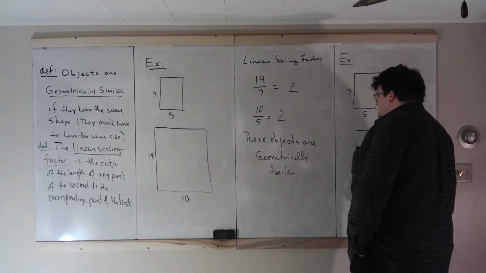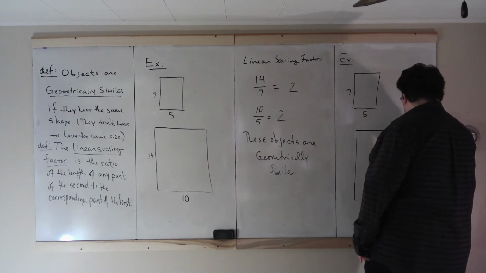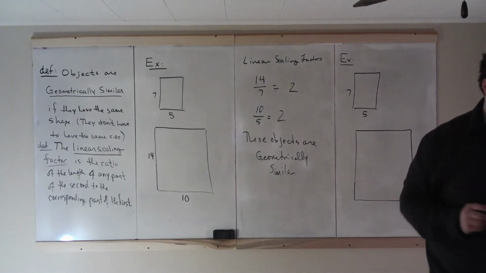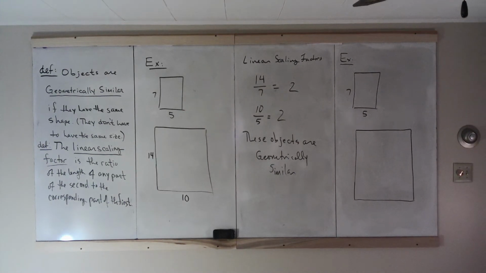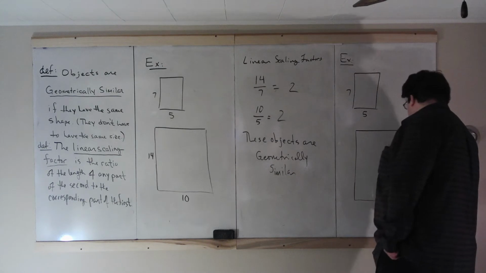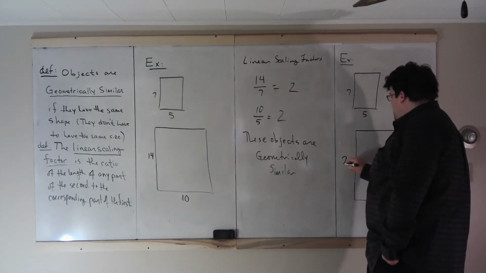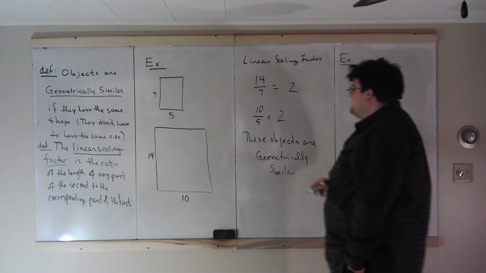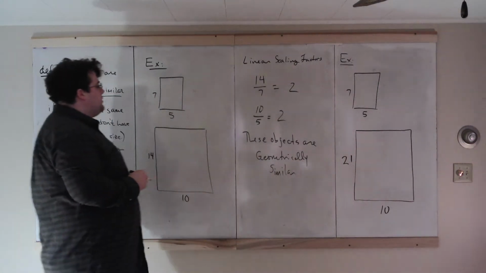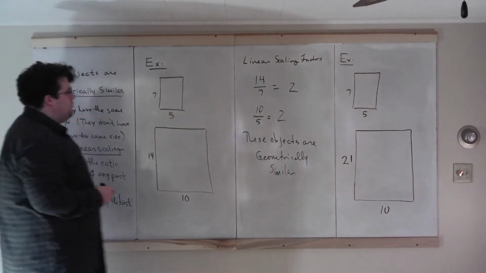Are these objects geometrically similar? Not necessarily drawn to scale. What were the numbers I chose in my notes? 10 and 21? Yeah. So these objects over here are geometrically similar. I'm going to write the answer to this example on that same third board by erasing this.